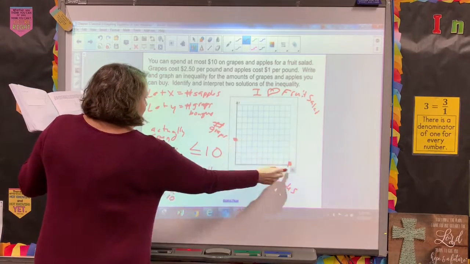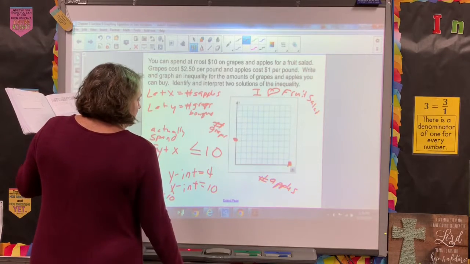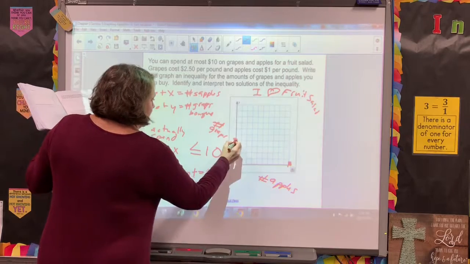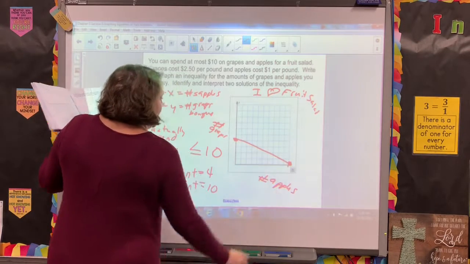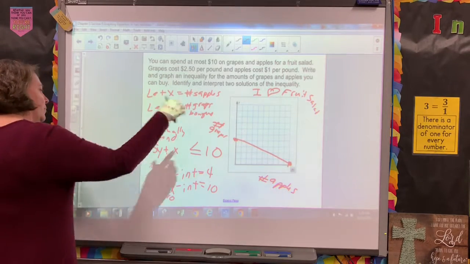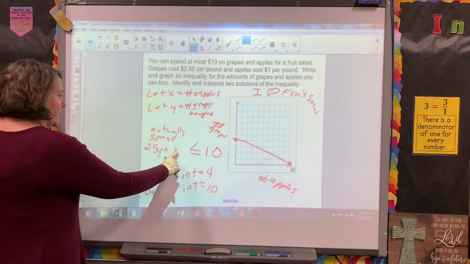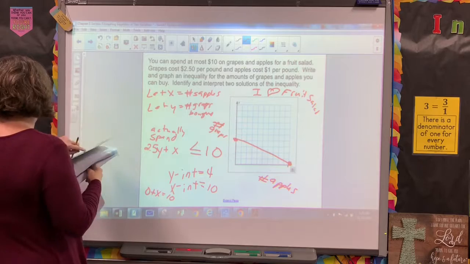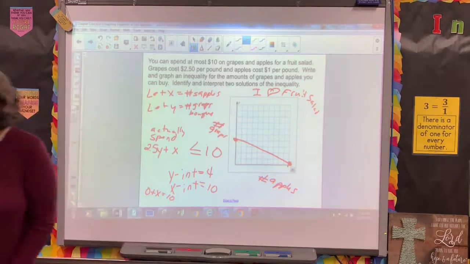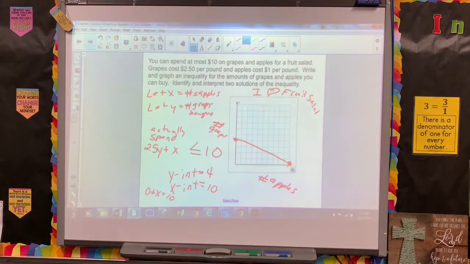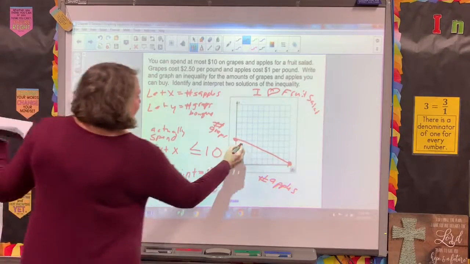Is this going to be a dotted line or a dashed line? Solid. And am I going to shade below the half plane or above the half plane? 0 plus 0 is less than or equal to 10. Is that a true statement? Yes.